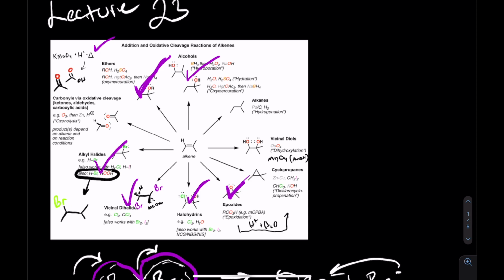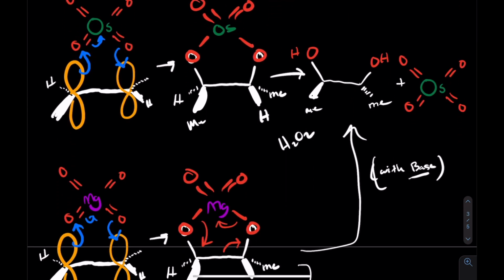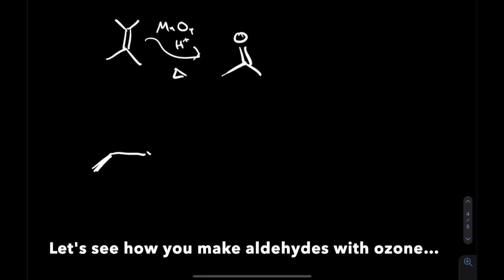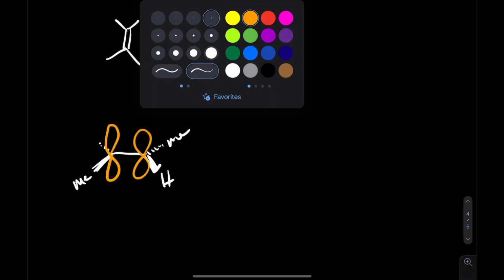Now, there's a couple last little bits. Now, ozone is another route to get to aldehydes. Let's say you just want to stop at aldehydes. All right, aldehydes are also very useful. H, methyl group here, methyl group there. Now we're going to add our pi bond here, pi bond there.